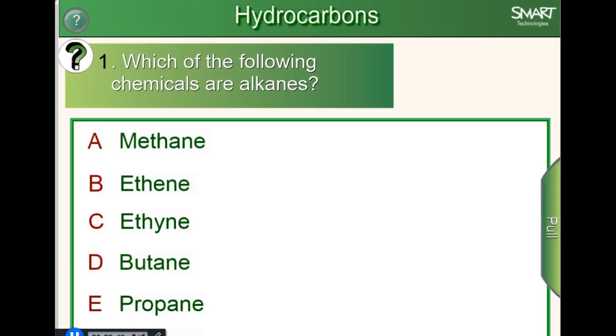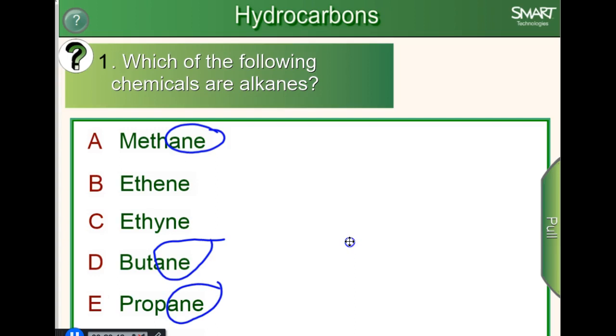So we have our first slide here. Which one of these are alkanes? Name ending A and E. A is an alkane. D is an alkane. And E is an alkane.